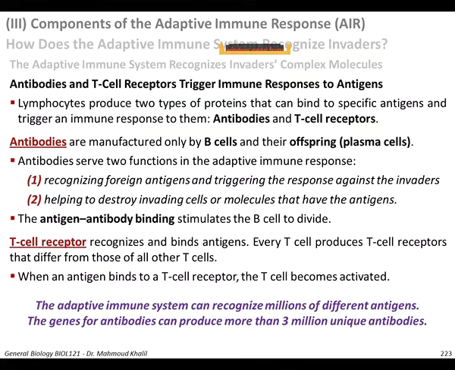But you need to know that the adaptive immune system can recognize millions of different antigens, owing to the different T cell receptors on all T cells, and also the different antibodies that can recognize a lot of antigens. The genes for the antibody can produce more than 3 million unique antibodies. That means it has the capacity to defend against 3 million different antigens, and as well against 3 million invaders.